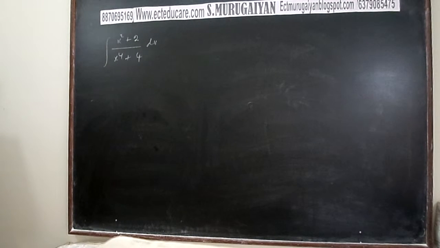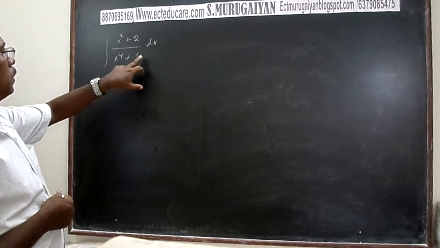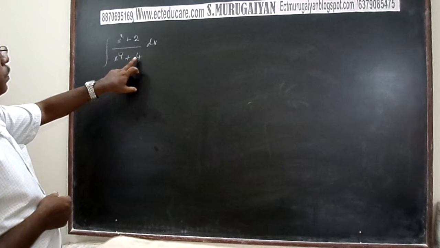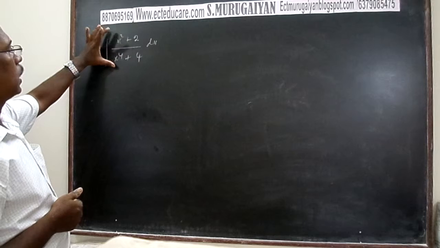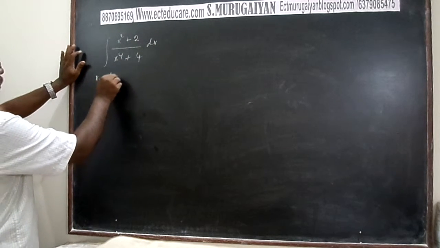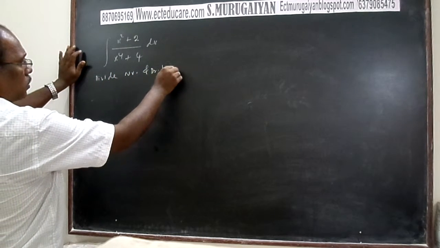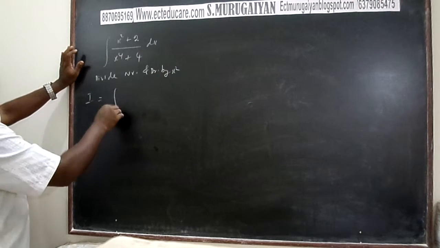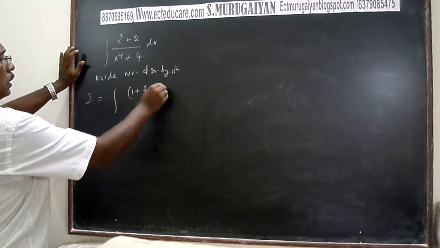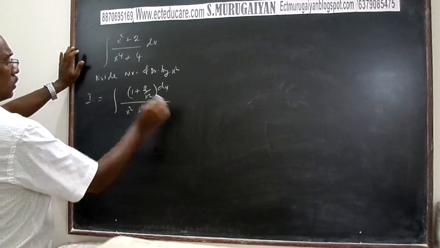One more similar question we are going to discuss. Look at the denominator, biquadratic: x power 4 plus 4. The square root of x power 4 is x square and the square root of 4 is 2. So this is already in standard form. Now what to do? Divide the numerator and denominator by x square. Then I equals the integral of (x square by x square, that is 1, plus 2 by x square) dx over (x square plus 4 by x square).